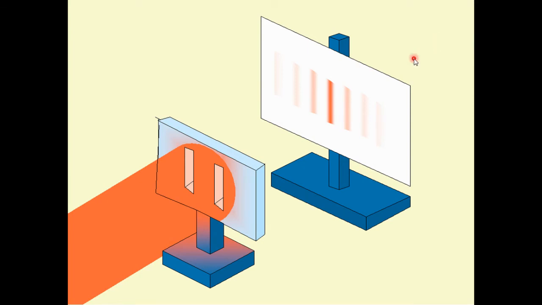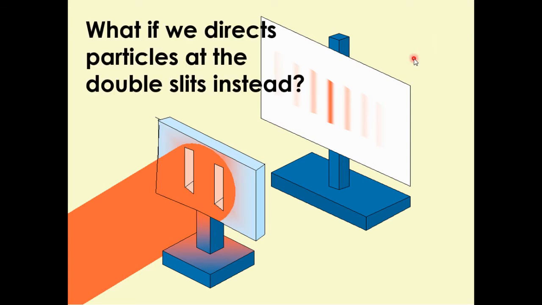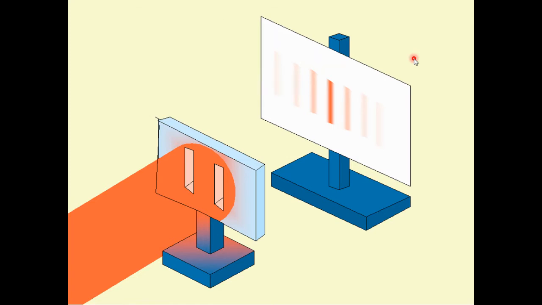Now, what happens if instead of shining light, we shine particles at the double slits? Well, this is where it gets really, really interesting. If you were firing particles through a single slit, so imagine this slit here is covered up, we just had a single slit, the particles would move through and hit the screen, and they'd basically all hit it in the same place.